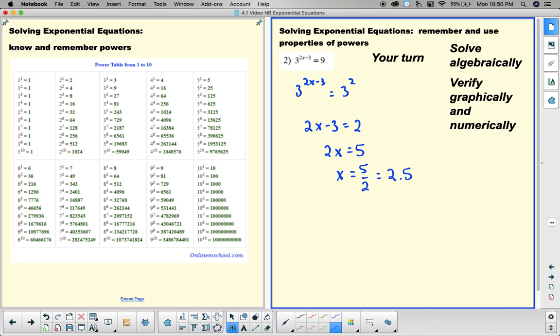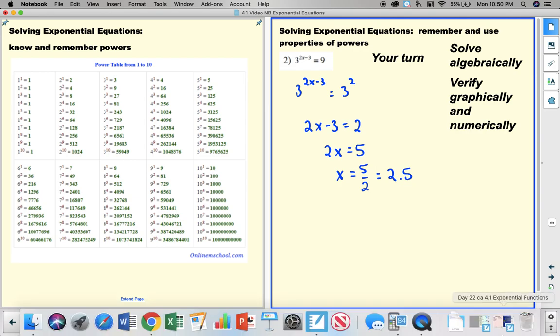I've solved it algebraically, and now I'm going to verify this equation graphically, verify its solution.